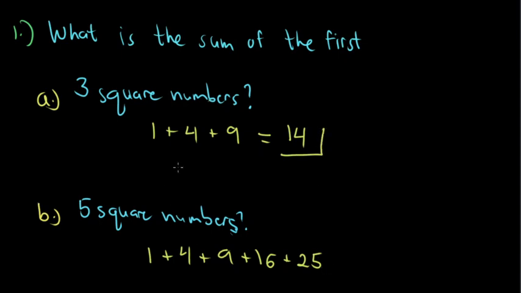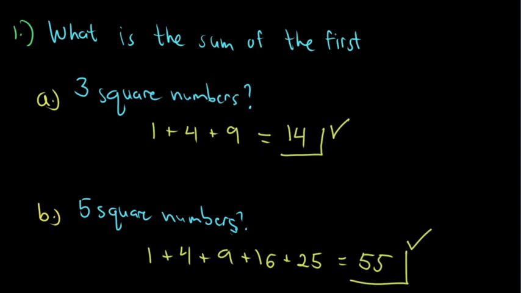Tingnan natin kung ano ang sum ng first 5 square numbers. We have 1 plus 4 plus 9. Ang sagot na doon ay 14 plus 16. That will be 30. Plus 25 will give us 55. So we have the sum of the first 5 square numbers as well as the sum of the first 3 square numbers. Once again, ang tawag kay 14 at kay 55 ay series because they are the sum of all the terms of a given sequence.